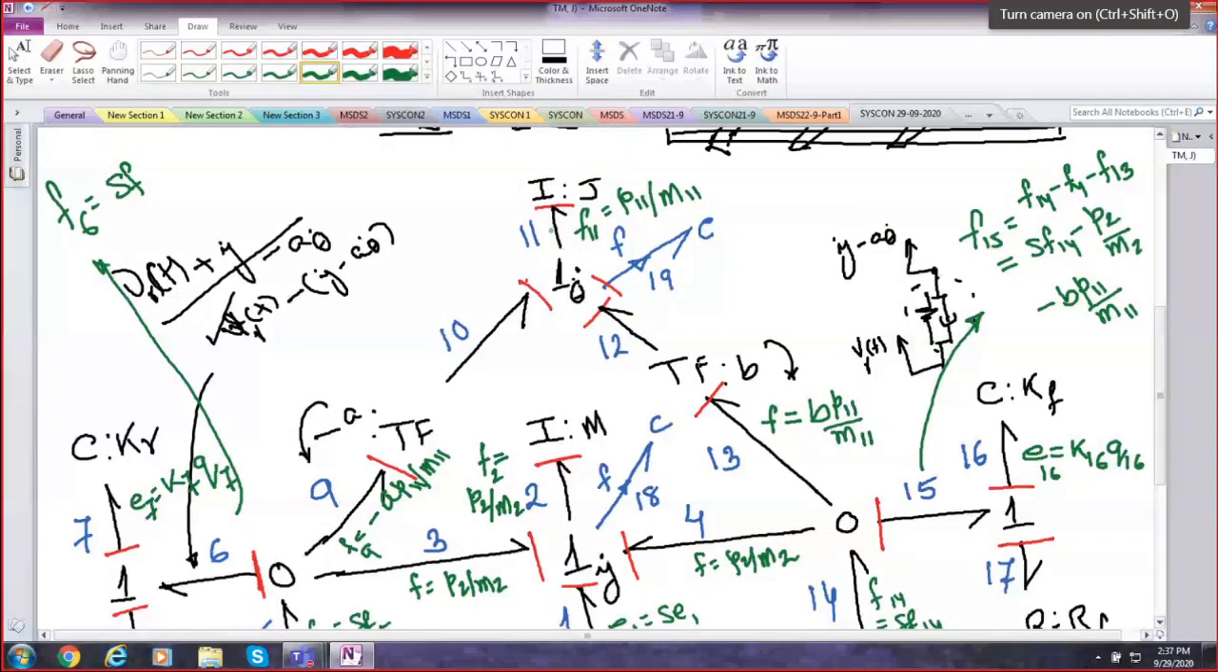I am going, what causes this F16? How do I get F16? Right, so I will go for the cause of F16. What is the cause of F16? It is F15. What is the cause of F15? It is F4 and F13. What causes F4? That is F2. F2 I know. Okay, good. Done. Then what causes F13?